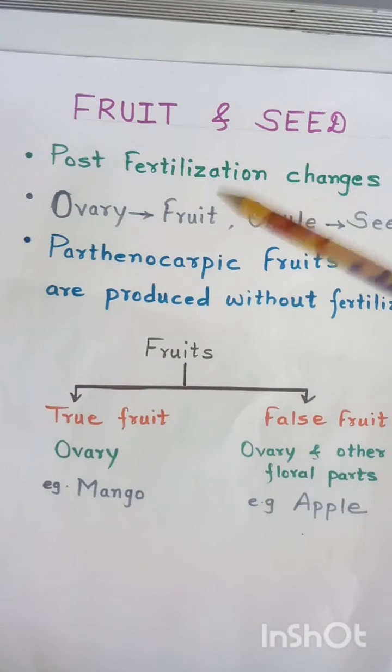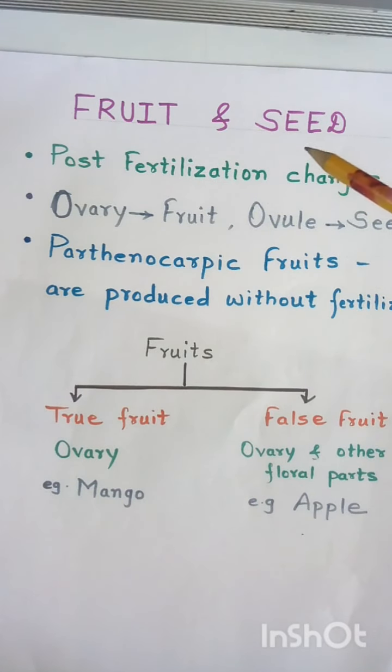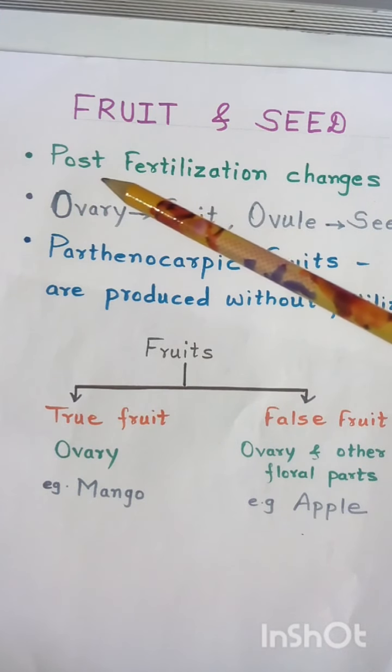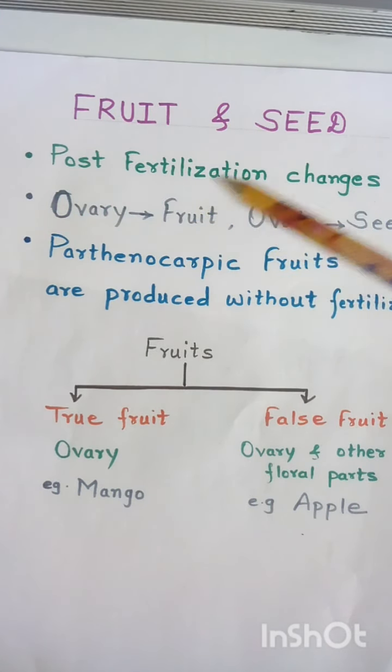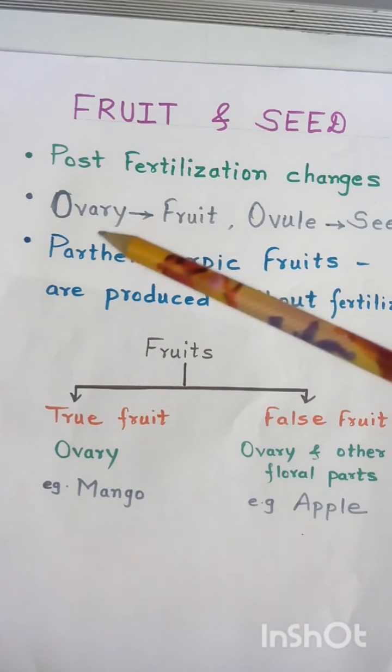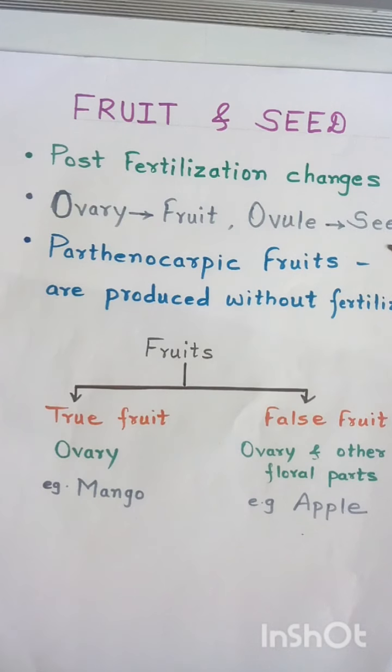Students will study about fruit and seed. Fruit and seed are the parts of the plant which are formed after the process of fertilization, and therefore these changes are called post-fertilization changes. Fruit is formed from the ovary of the flower, and seed is formed from the ovule.